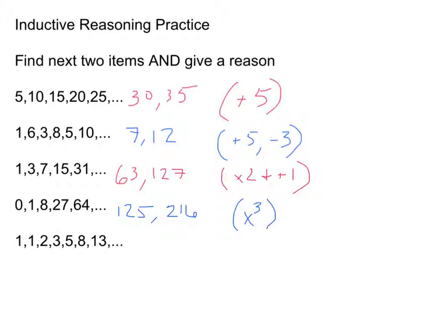Alright, and the last numbers. Hopefully you guys saw this is actually the Fibonacci sequence, and so the next numbers in the pattern are 21 and 34, and the reason is it's the sum of the previous two. 1 plus 1 is 2, 1 and 2 make 3, 2 and 3 make 5, 3 and 5 make 8. Keep going like that. It's pretty cool.